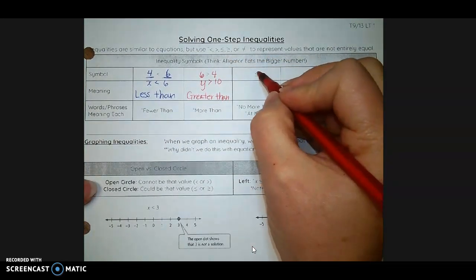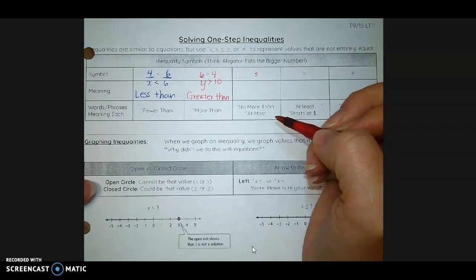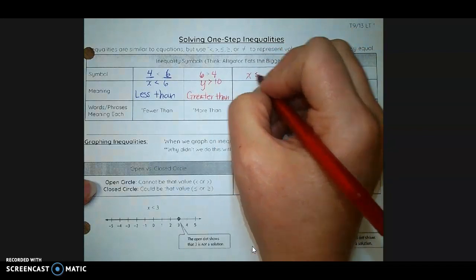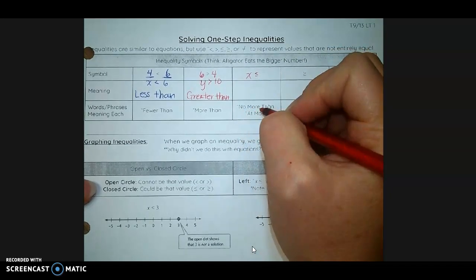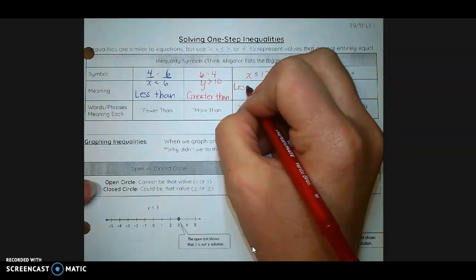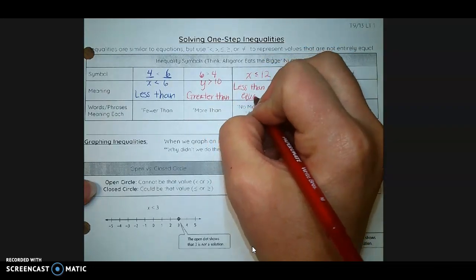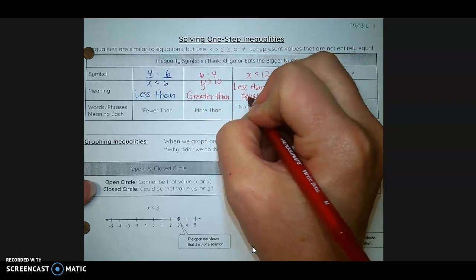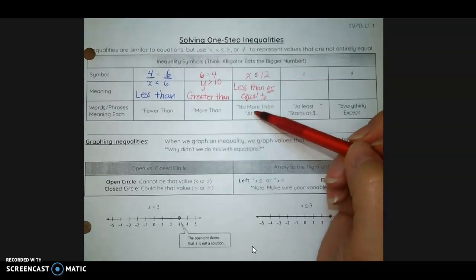This is the less than symbol again, but you notice this little line underneath it. And that means that x is less than or equal to whatever is on this side. So say I picked 12. Well, then x could be 12 and anything less than 12. So this is the less than or equal to symbol. And words you might see to express that are no more than or at most.